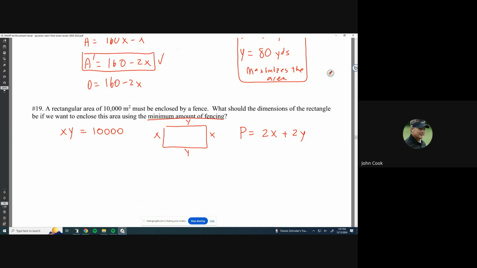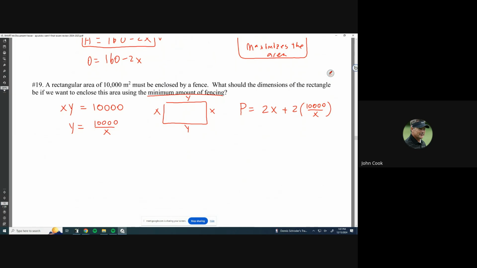So if I wanted to solve for one of the variables, like maybe I'll solve for y in this case, it's 10,000 over x. And that's what I plug in over here for y. So that's going to be 10,000 over x. And now I'm going to do the same steps that I did in number 18. I'm going to take the derivative, set it equal to 0, find my critical numbers, and then find where I get a minimum amount of fencing. So that's going to go decreasing and then increasing.